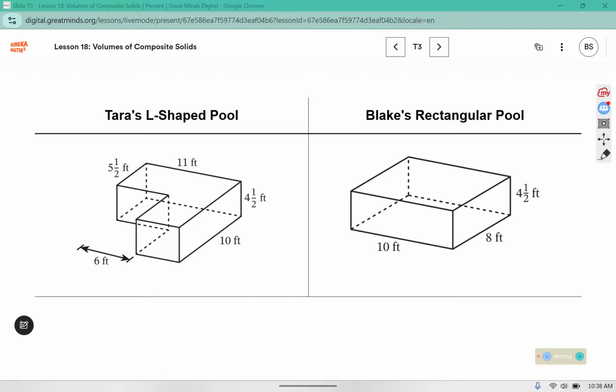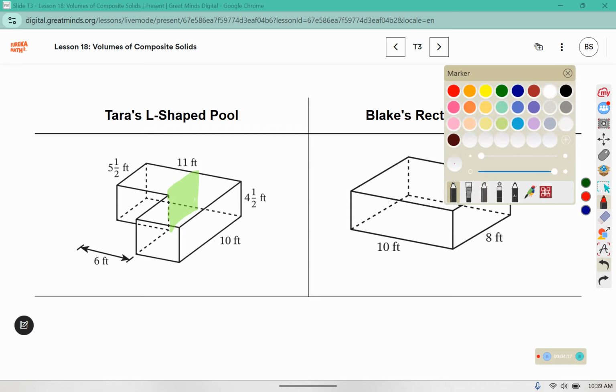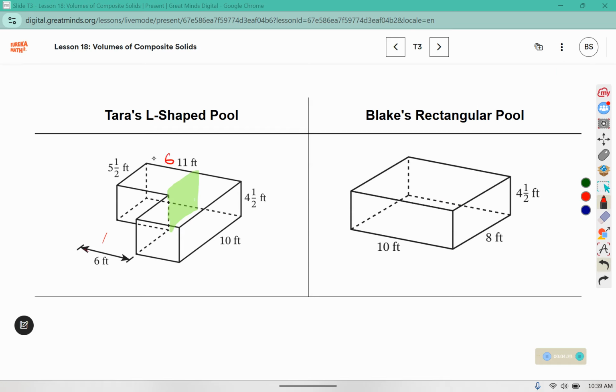Now we'll need to think about how we can decompose the L-shaped pool into two solids that we can find the volume of. We could decompose our shape by cutting it here, or we could cut it in this direction. If we did that this way, this piece here is 6. So this piece here has to be 6. But then to get 11, this section here must be 5, because 5 plus 6 makes a total of 11.